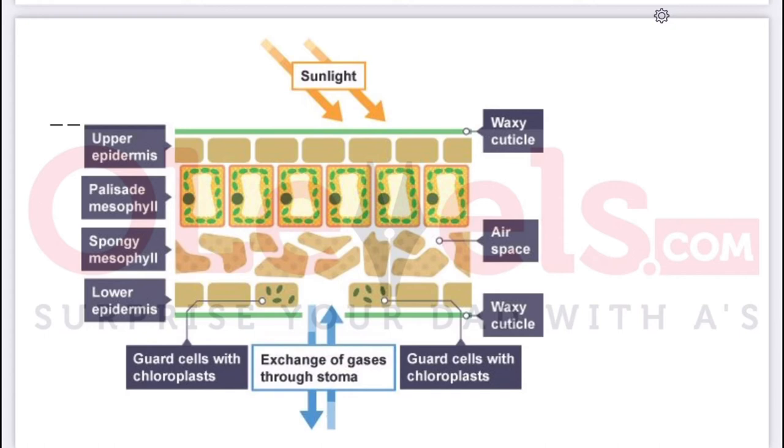The next is the lower epidermis. The lower epidermis is also transparent. In between them, there are pores known as stomata, which allow the exchange of gases in and out of the leaf. The cells beside the stomata are known as guard cells. These guard cells allow the opening and closing of the stomata. And at the end comes the cuticle. That's it for the structure of a leaf.